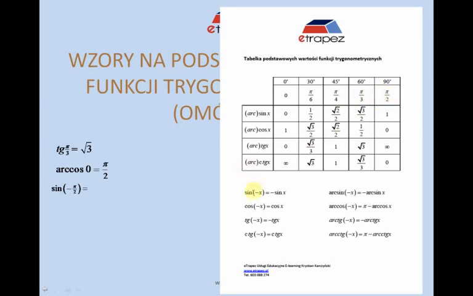I use this property, the sine of a negative angle. In our case, sin of minus pi over 2 would be minus sin of pi over 2. The sin of pi over 2 is read from the table, and the result is 1. So the total will be minus 1, right? Simple use of this table.